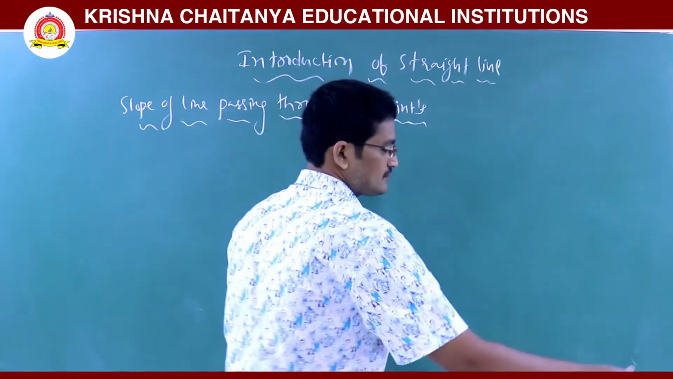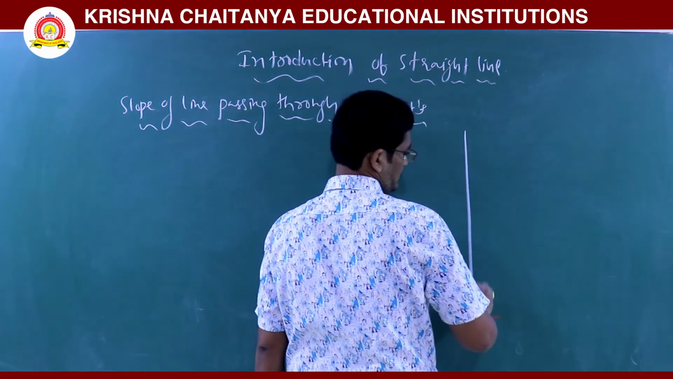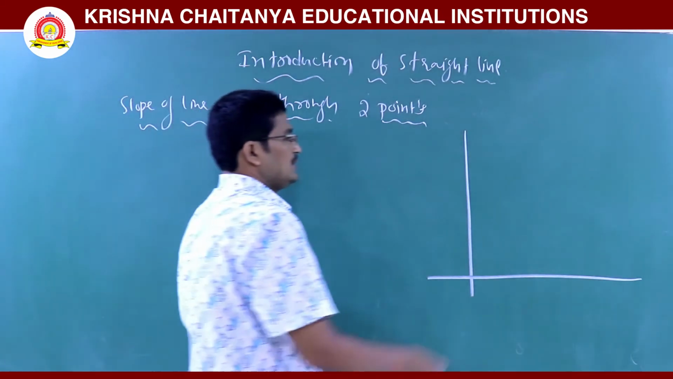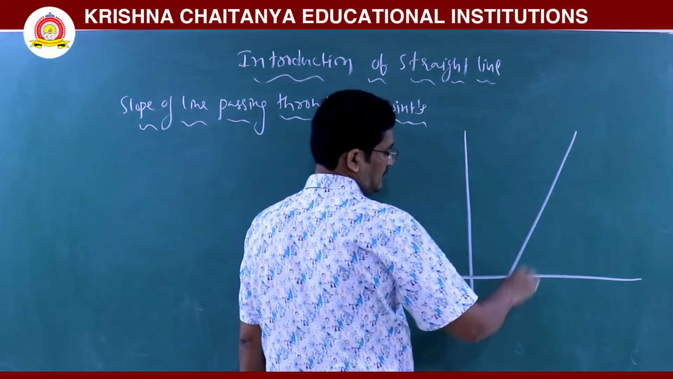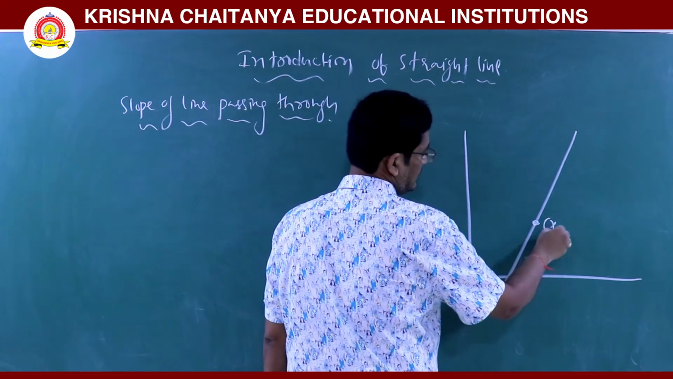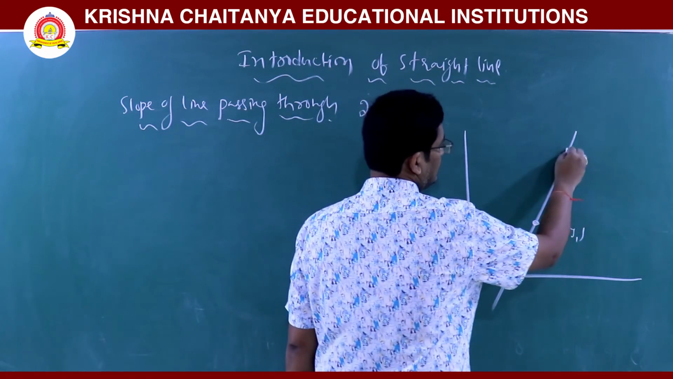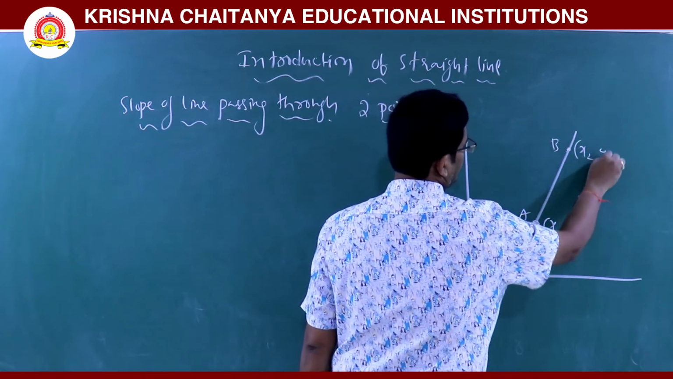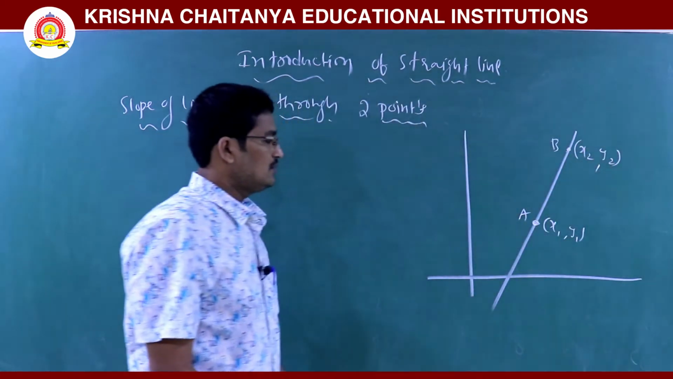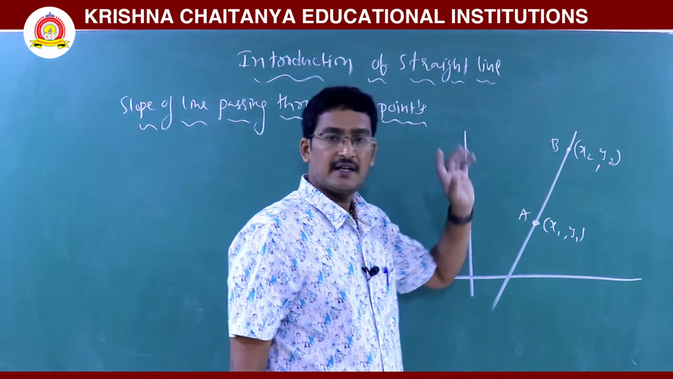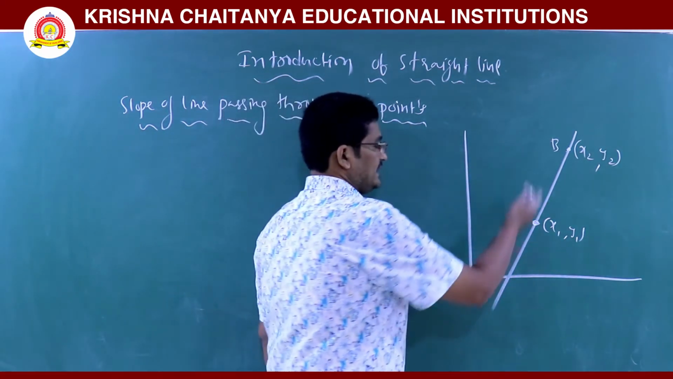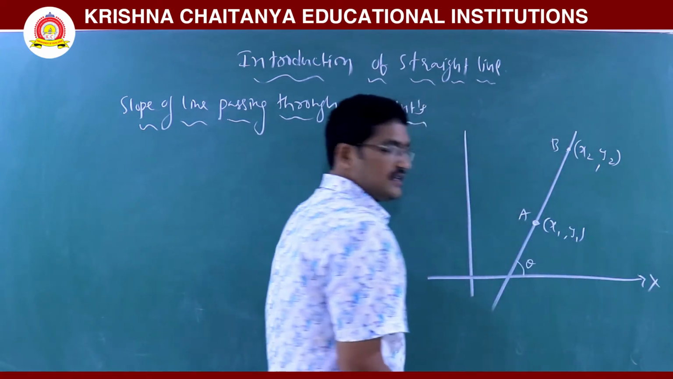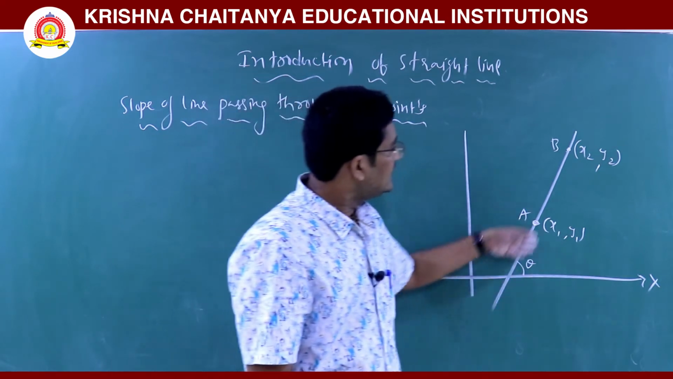Okay, see, this is our coordinate system. This is a line passing through x1, y1 and passing through x2, y2. Now, the question is, what is the slope of this straight line? Suppose this line has inclination theta with the x-axis. So, let theta be the inclination of AB bar.